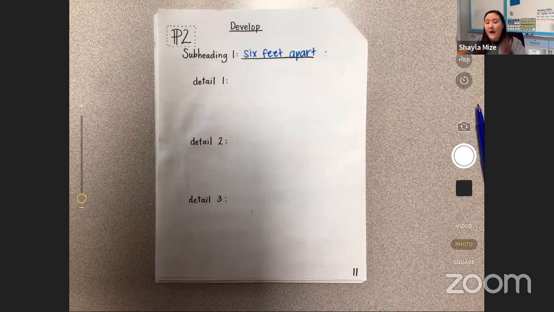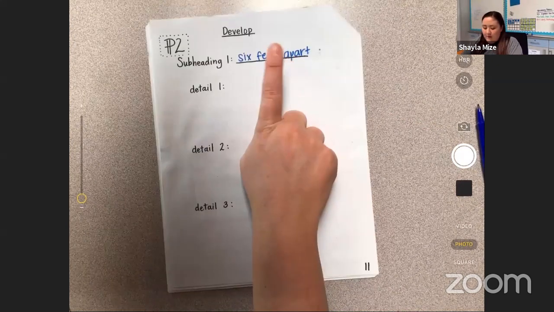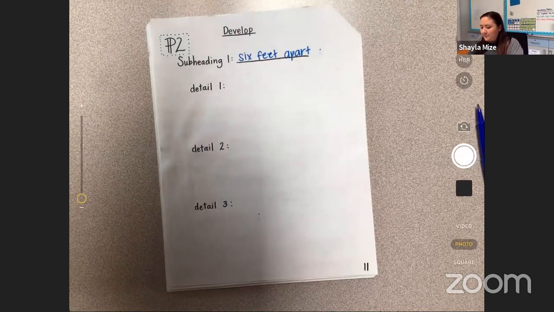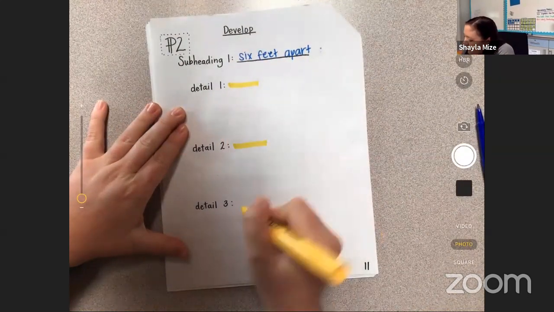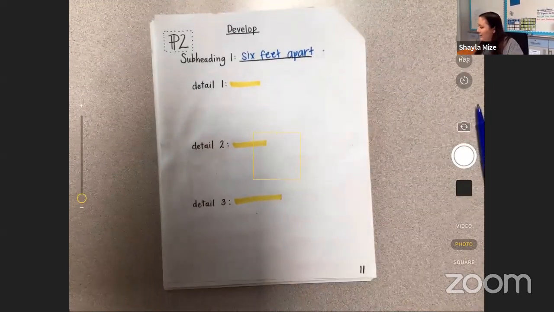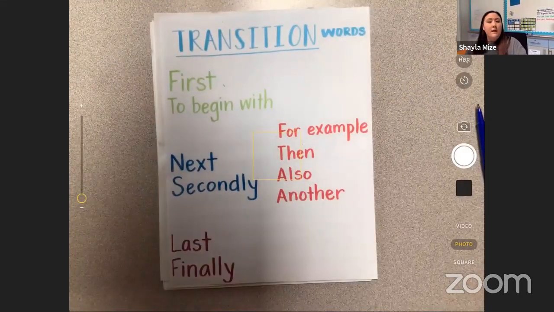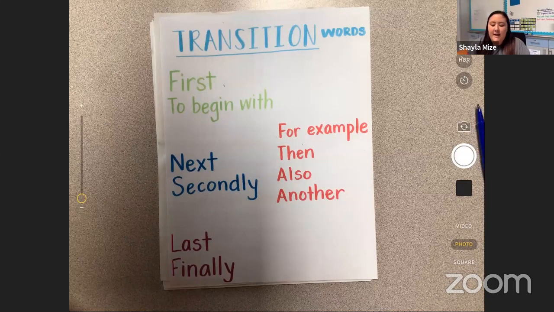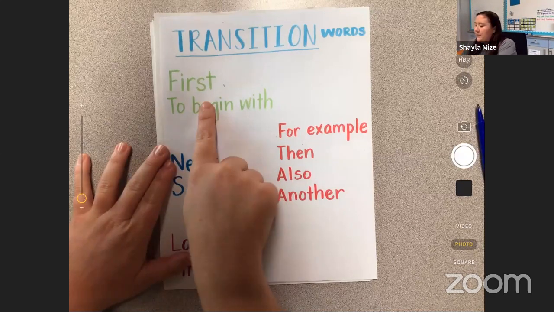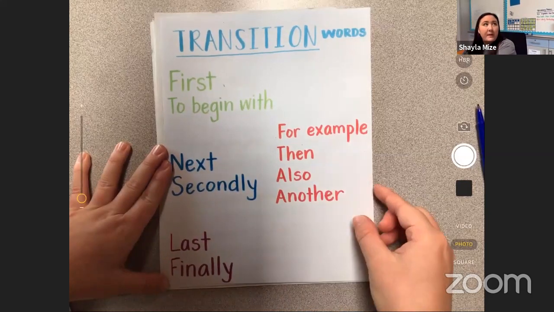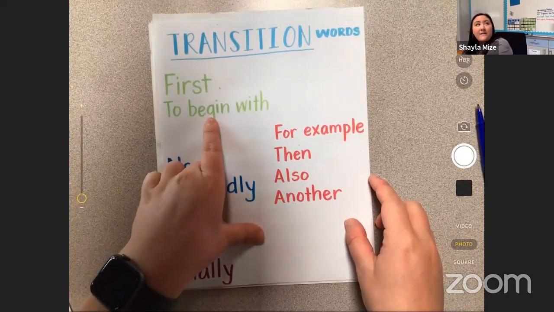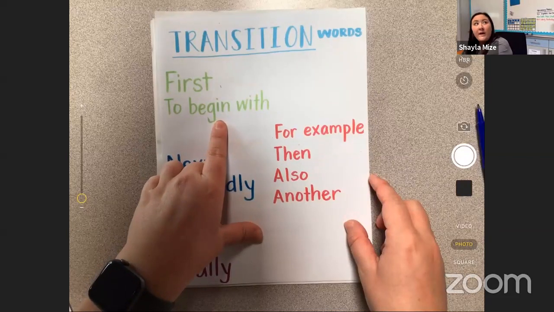Okay, all right, eyes. So first one that we're doing is 6 feet apart. And this is where I'm going to add my highlighter because eventually I'm going to be putting transition words in my writing. So I'm going to leave kind of a blank space. So this highlighter is kind of that blank space because I'm eventually going to add all of these transition words. Okay. My first paragraph is going to be the first or to begin with.